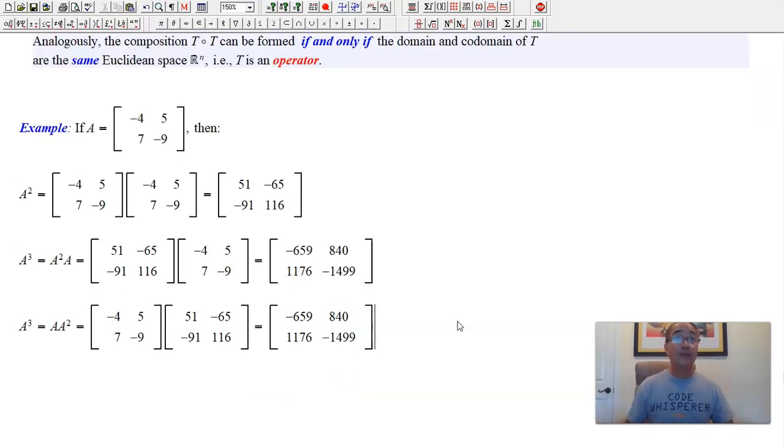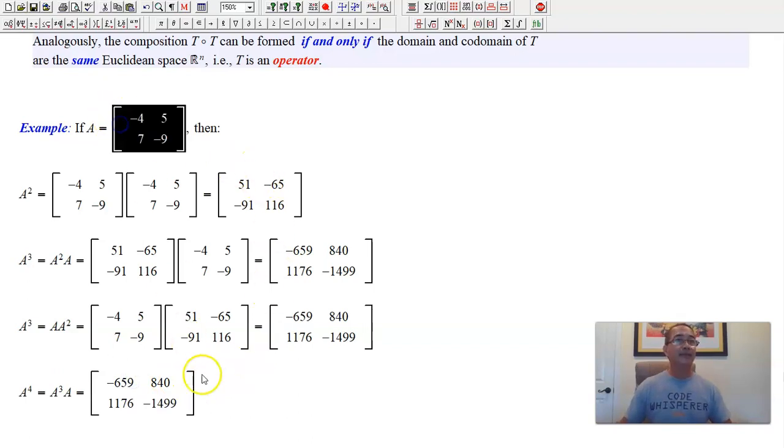Let's do one more power. What about A to the fourth power? Ooh, so now there are lots of ways to make A to the fourth. I can think of at least 3 ways. We can take A cubed and then multiply by another copy of A. So here is A cubed and multiply by A.